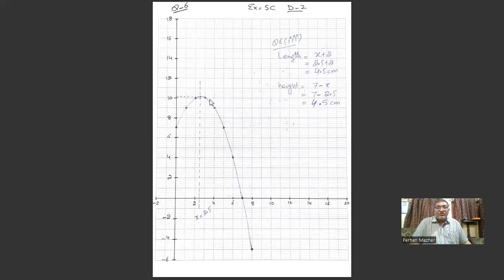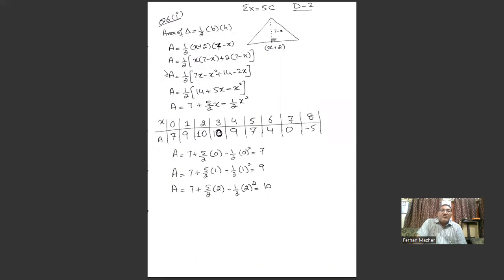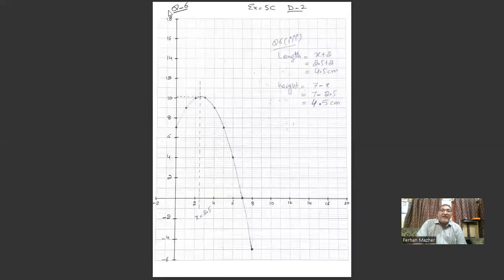So I will join them with a smooth curve. But here is a problem. These 2 points are on the same level, and because this is a quadratic graph, we cannot make that portion flat. So I will take an x value between 2 and 3, that will be 2.5. In that equation, I will put x equals 2.5 and find out the value of y. This is that equation, 7 plus 5 by 2 into x minus 1 by 2 x squared. Let me show you the value at 2.5.